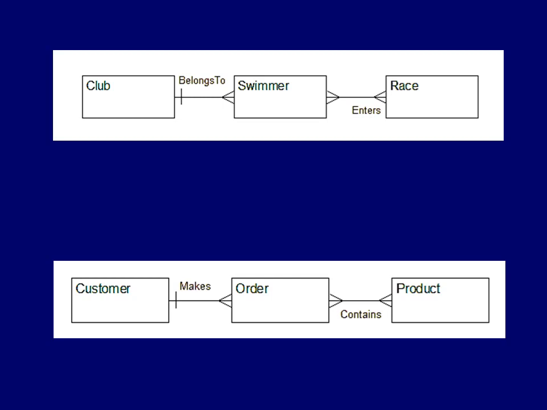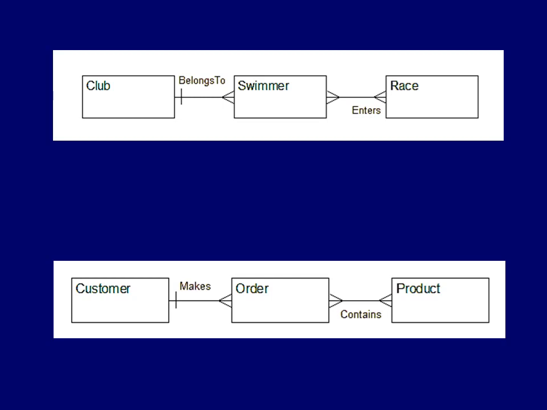And it crops up all the time. We can see below a similar example. Customer makes an order, the order is for one customer, but a customer will probably make a lot of orders, and each order is likely to contain lots of different products. And of course a particular product might be featured in lots of orders.